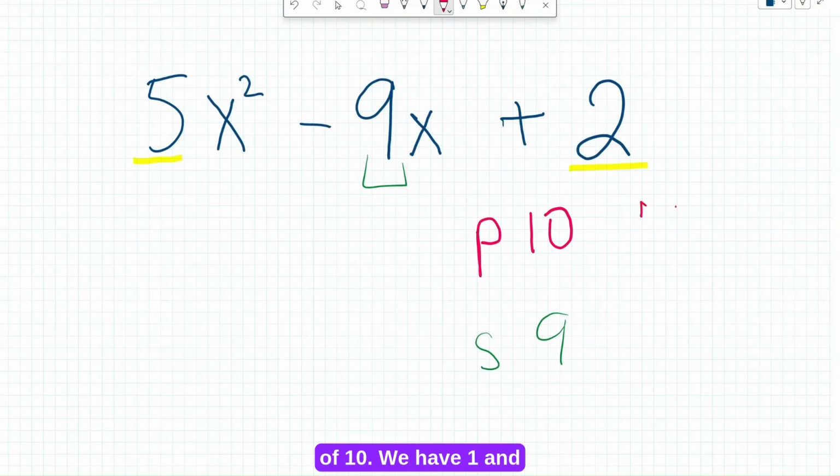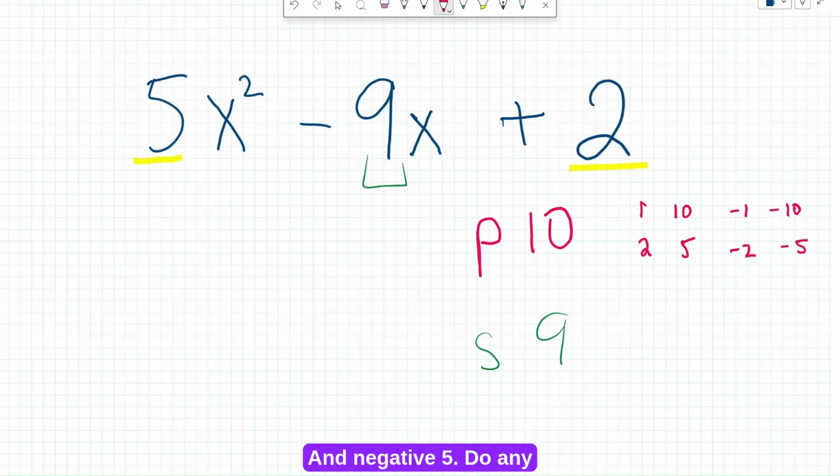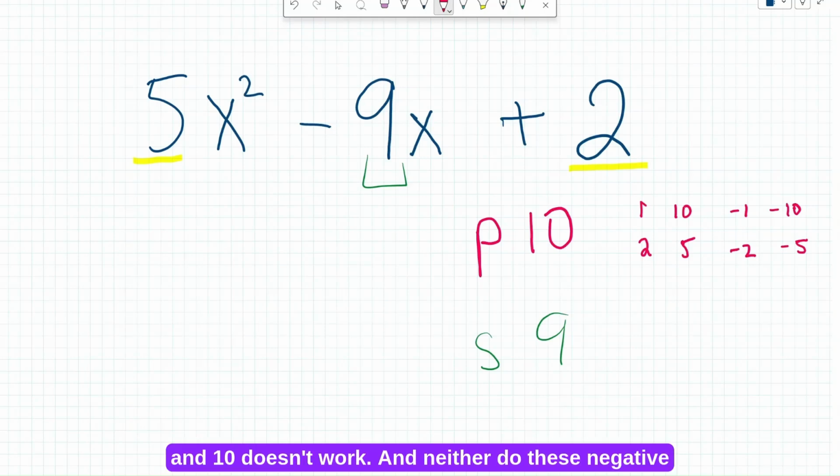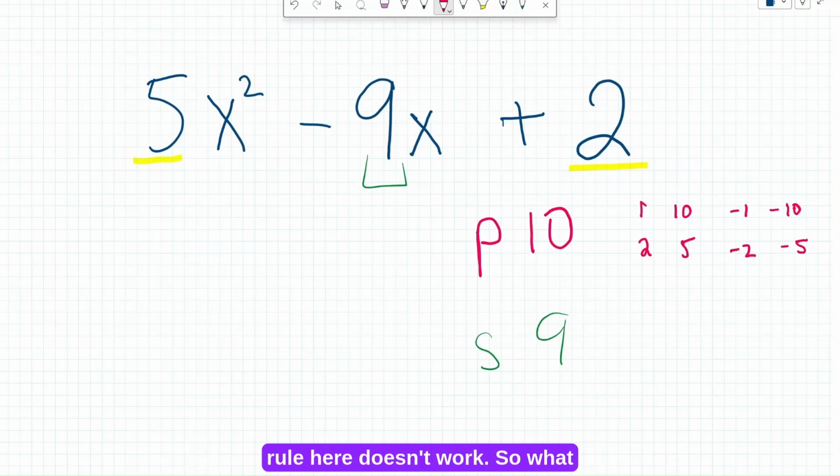We have 1 and 10, 2 and 5. We also have negative 1, negative 10, negative 2, and negative 5. Do any of these two numbers add to 9? 1 and 10 doesn't work, 2 and 5 doesn't work, and neither do these negative pairs. That means that the product sum rule here doesn't work.